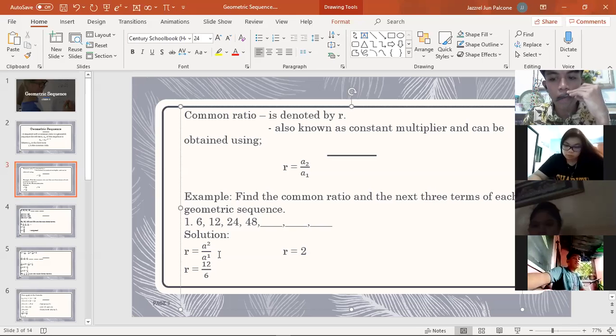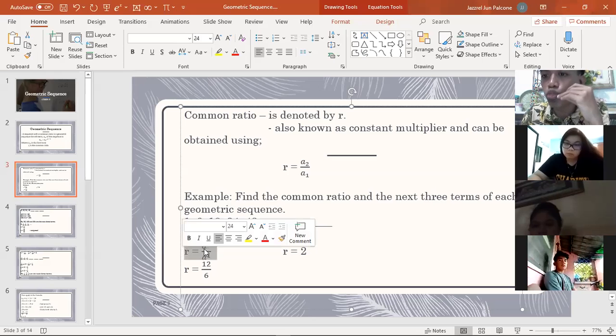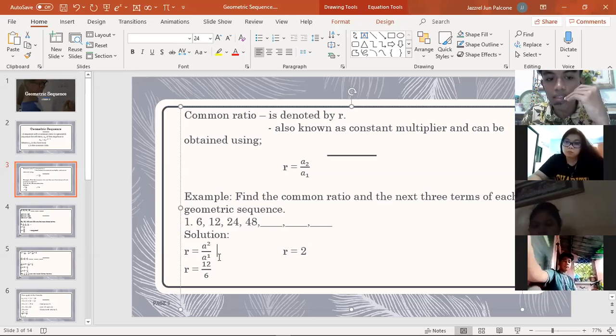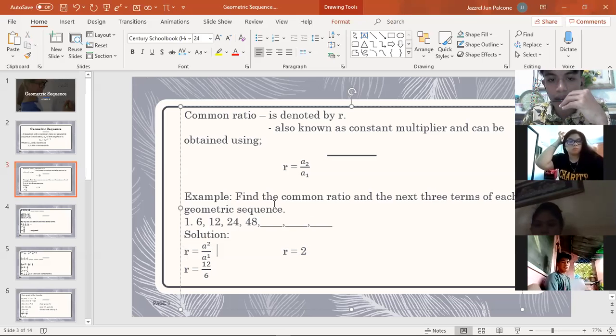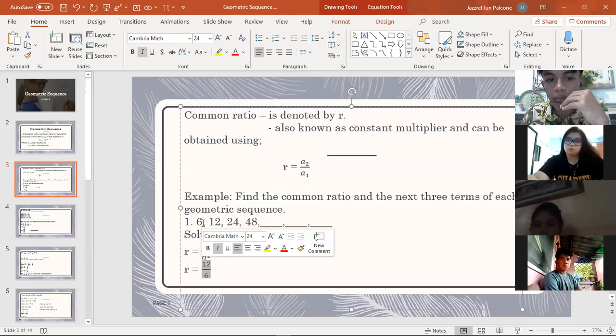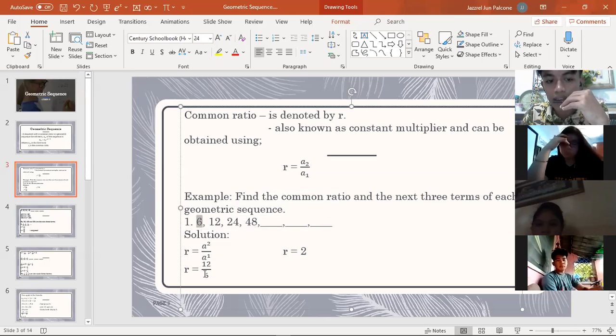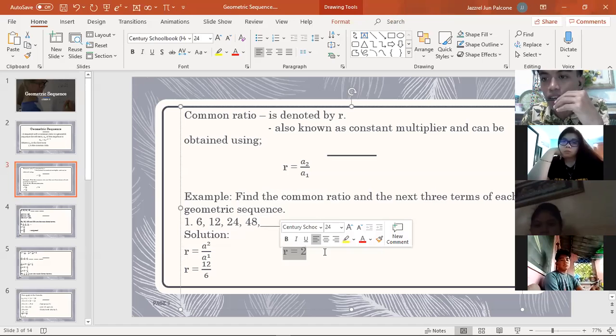So malamang una muna nating isusulat is yung formula. Tandaan, a sub 2 ang nasa itaas, then a sub 1 naman yung nasa ibaba. Now, what is our a sub 2? Yung pangalawang term, that is 12. Ano naman yung a sub 1 natin? That is 6. So, what is 12 divided by 6? That is 2. So, ibig sabihin, the constant multiplier is 2.